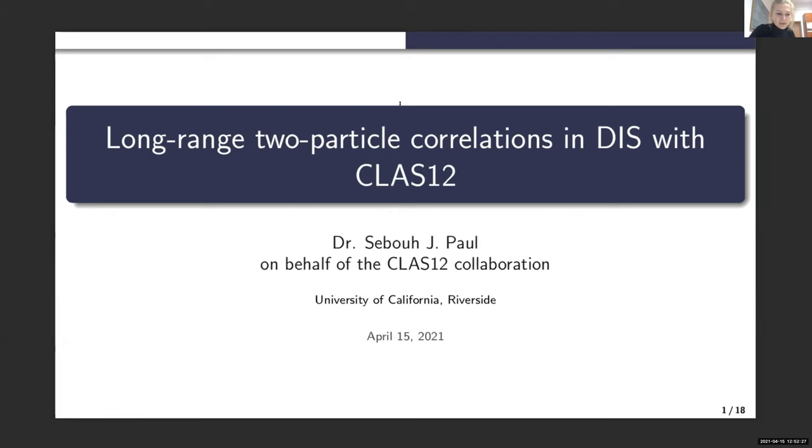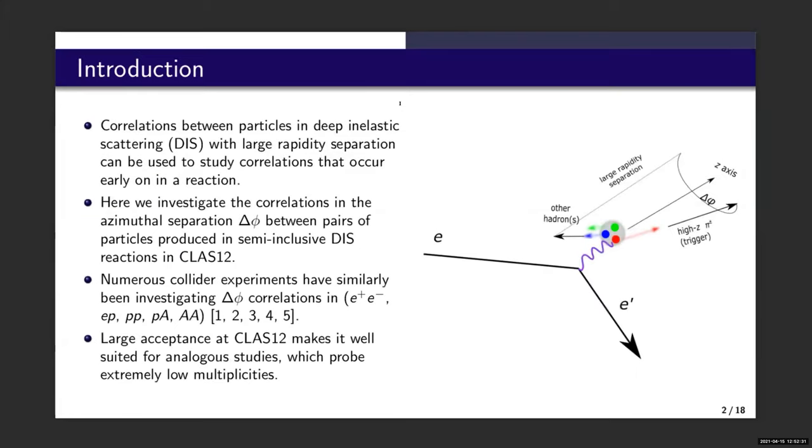Okay. Please start. Correlations between particles in deep inelastic scattering, or DIS, with large rapidity separation can be used to study the correlations that occur early on in a reaction. The deep inelastic scattering reaction occurs when an electron emits a virtual photon, which knocks a quark out of a proton, and that quark hadronizes to produce hadrons. In this case, what we're looking at is a high z pi plus or pi minus, z being the energy fraction carried by that hadron. And then the other hadrons are also measured.